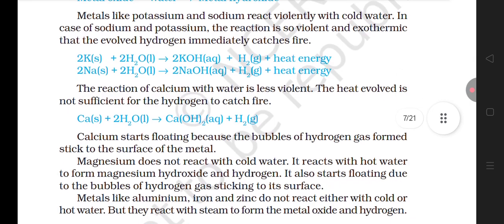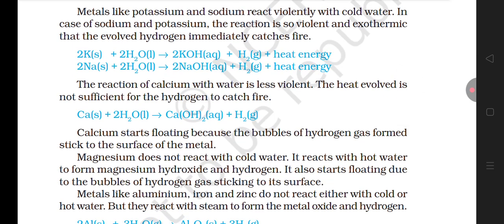Metals like potassium and sodium react violently with cold water. The reason is that these metals have very high reactivity. In the case of sodium or potassium, the reaction is so violent and exothermic that the evolved hydrogen immediately catches fire. That's why a lot of heat energy is involved in this reaction. So for potassium, 2K plus 2H2O, which is water, gives 2KOH, which is potassium hydroxide, plus hydrogen gas plus heat energy.